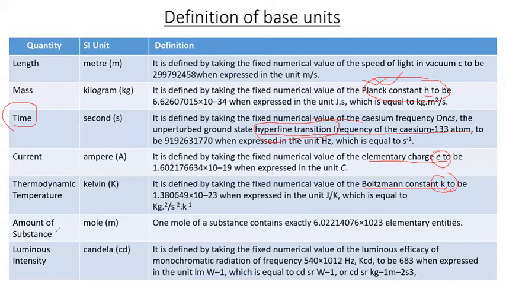The amount of substance is the next quantity, and its SI unit is mole. And 1 mole of a substance is this number, 6.022 into 10 to the power 23. This is also known as Avogadro's number, Na. The next quantity is luminous intensity. Its SI unit is candela. This is very rarely used in higher secondary physics, so that's not very important. Let's move on to the next topic.